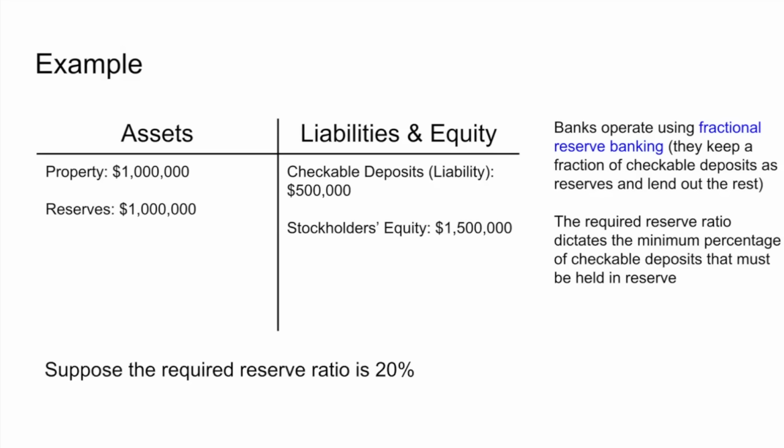So let's suppose that the required reserve ratio is 20%. Well, in that case, since checkable deposits are $500,000, 20% of that is $100,000. So that is what's required. And that means that the remaining reserves, $900,000, are excess reserves. So the bank can loan them out. And if it loans out $800,000, then it would be left with $100,000 in excess reserves.